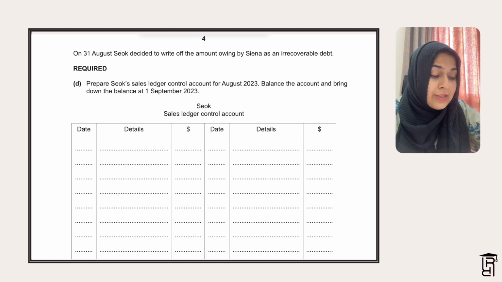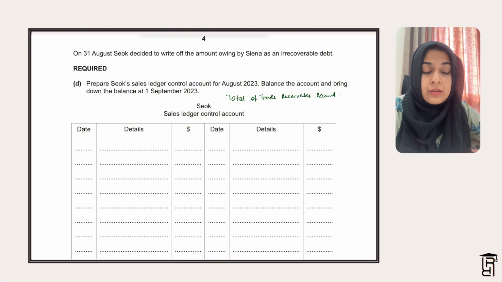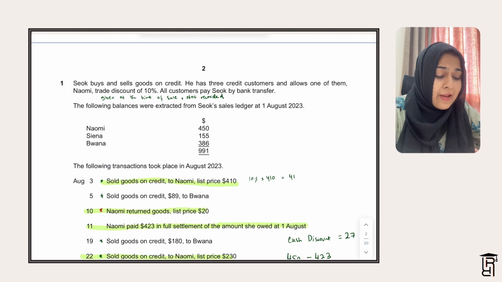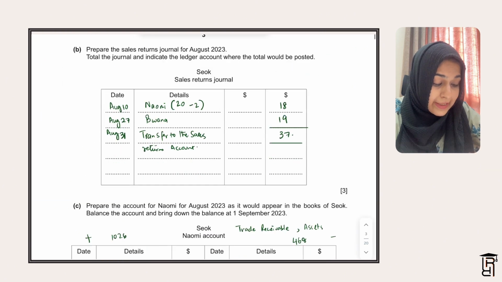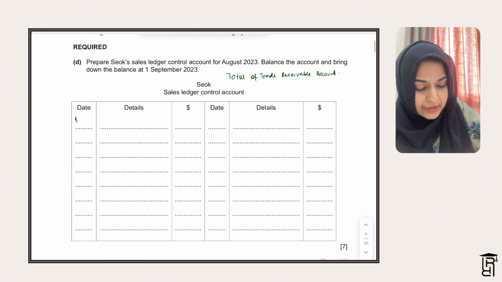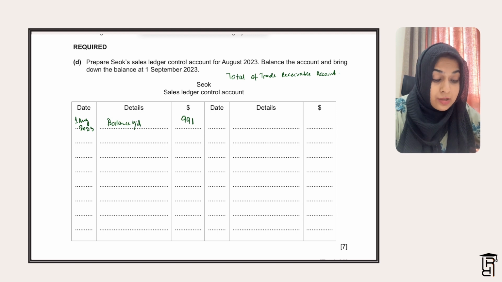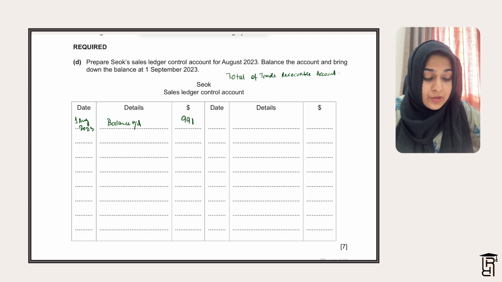So if you guys know this, then you should also know that the sales ledger control account is the total of the trade receivables accounts. So the balance brought down in the sales ledger control account is the total trade receivables at the start of the month. So when we see the total at the beginning, we have 450 plus 155 plus 386. These were the 3 trade receivables at the beginning of the month. So you record this 991 balance brought down. You write here 1st August 2023, balance brought down, and you write here 991. So that will be the total of trade receivables at the start of the month.